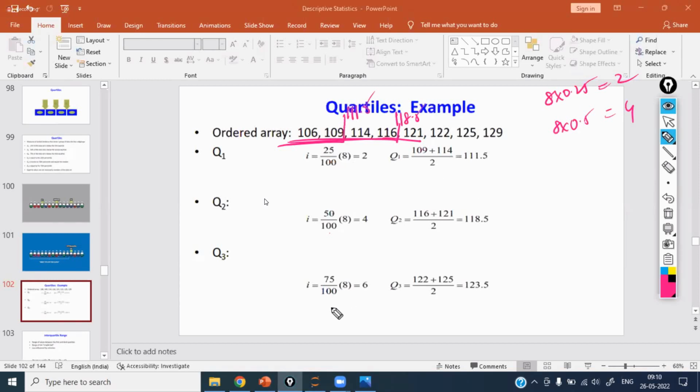Next one is the 75 percentile. 75 percentile is nothing but 75 divided by 100 into 8, which is 6. 6 means the average of the 6th and 7th values, which is 123.5. 75% of the data is below that. Is that clear? Simple.